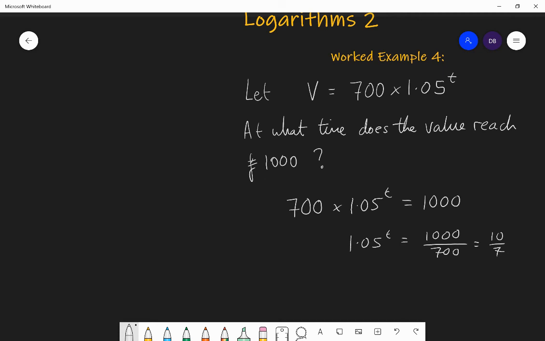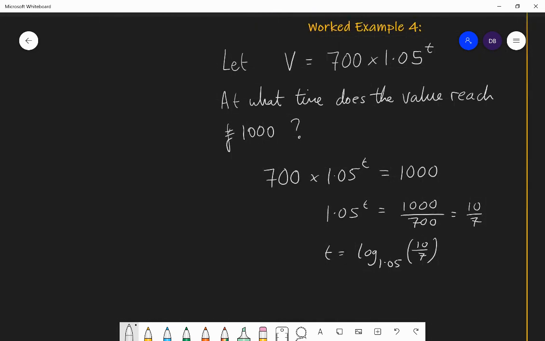Then we use logarithms. So t is the logarithm to base 1.05 of 10/7. So the time when my investment reaches £1,000 is 7.31 years to three significant figures. So 7.31 years after I've put my money into my account, it'll reach an investment of £1,000.